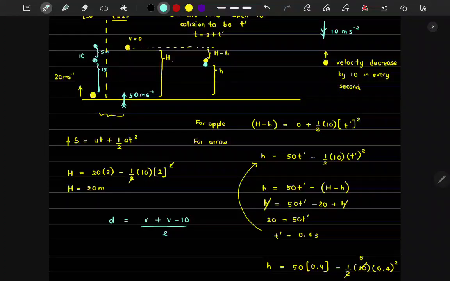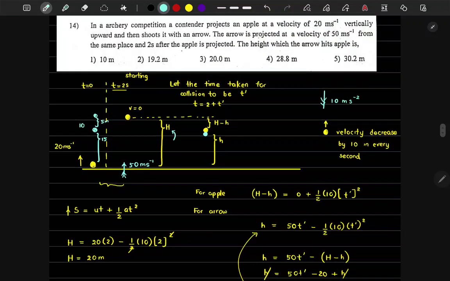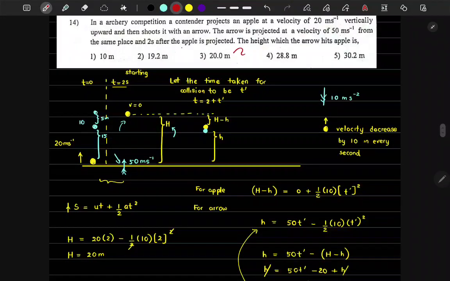So we know that this height is 20 meters. Now, at this moment, when it is at its highest point, an arrow is projected at 50 meters per second. We know that the collision should occur in between the initial position of the apple and this position. The arrow goes upwards, the apple goes downwards. If so, they must collide in between the initial positions. Then the answer should be something less than 20.